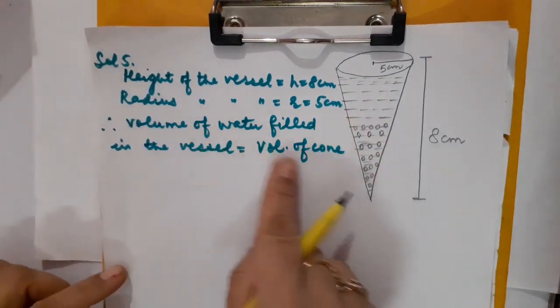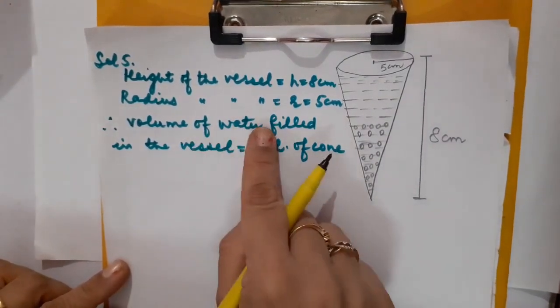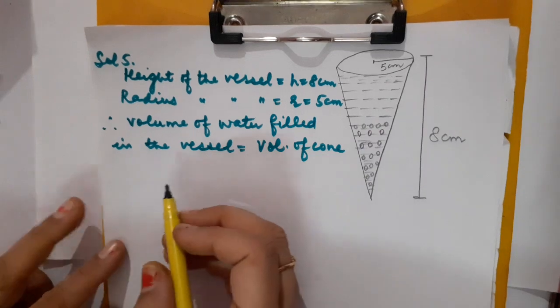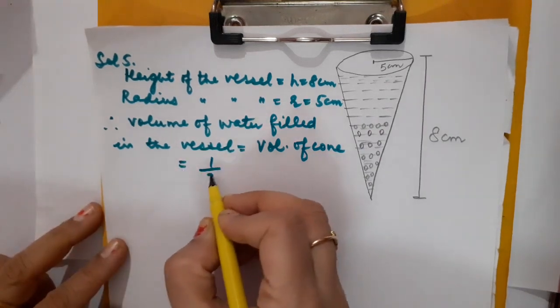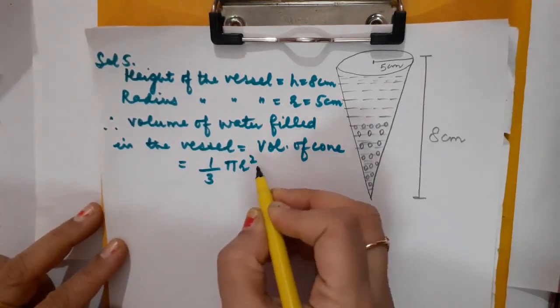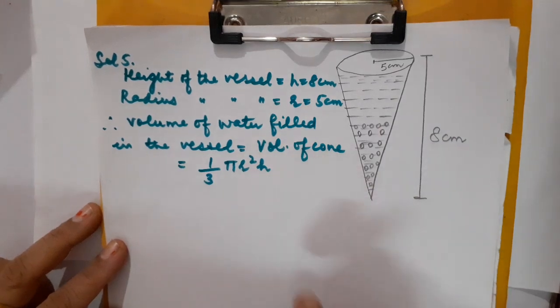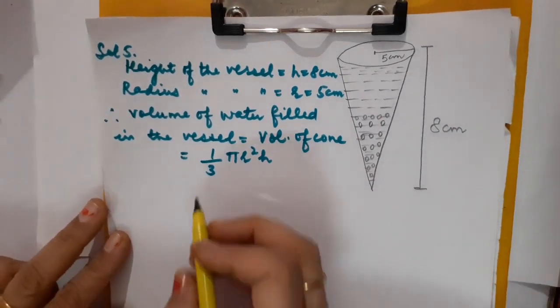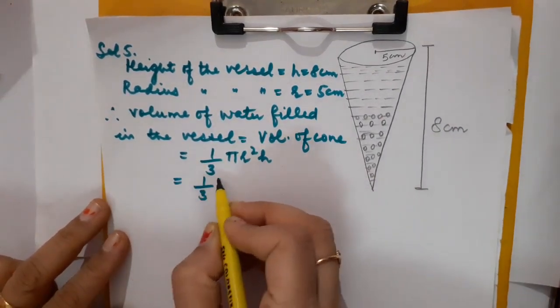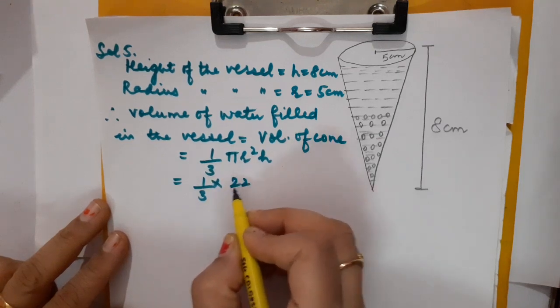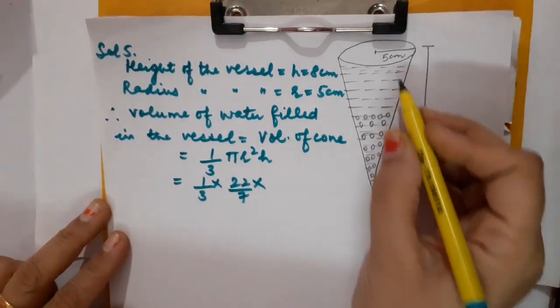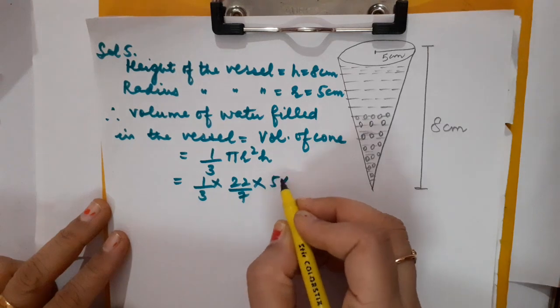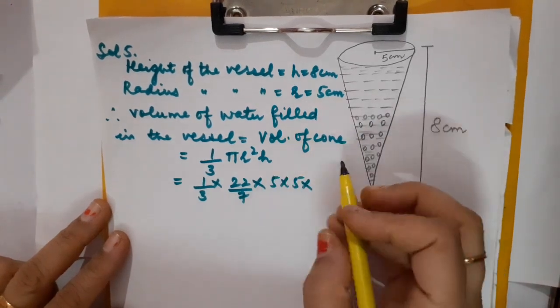This is nothing but equal to the volume of water, correct? So let us calculate it. This is 1/3 πr²h. This is the formula to calculate the volume of a cone. That is 1/3 into, what is the value of pi? 22/7. Radius we know, that is 5 centimeter, and height is 8 centimeter.